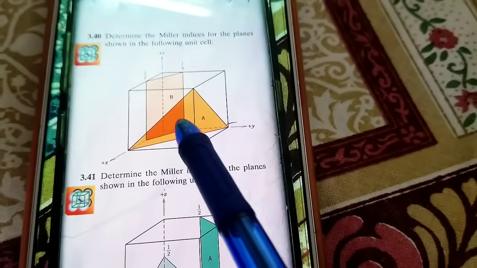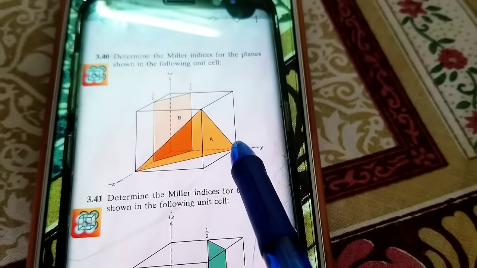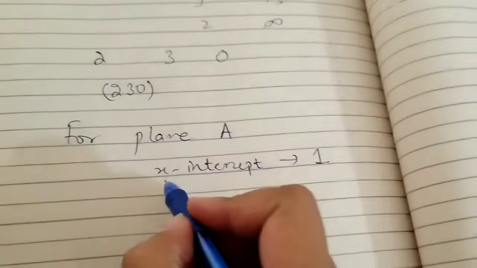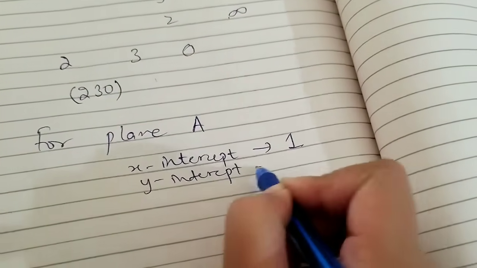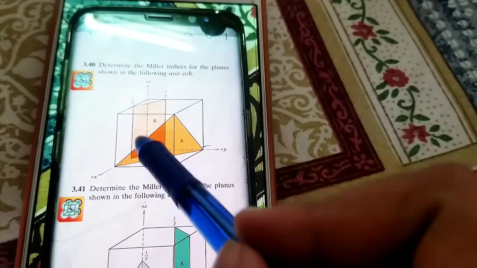Now let us consider the y-intercept. This is the y-axis, and the plane is clearly touching the y-axis at this point, and it is also at the edge of the unit cell. That is why the y-intercept is 1 also. So the y-intercept is 1.